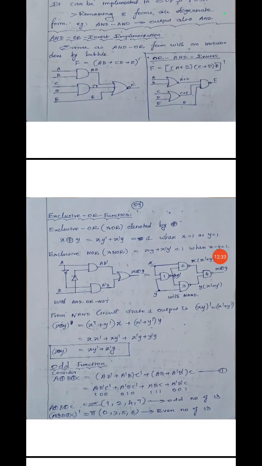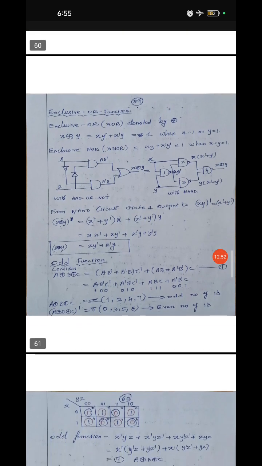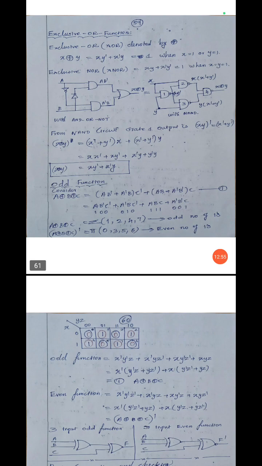AND-OR-invert implementation. They will give one set of minterms or equations. From the minterms you have to convert them into an equation by using K-map. Then you have to implement the circuit by using AND-OR-invert: AND gate, then OR gate, after that NOT gate. This is the AND-OR-invert implementation. Exclusive OR by using this method.